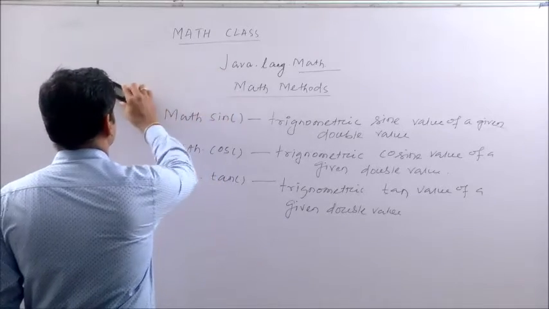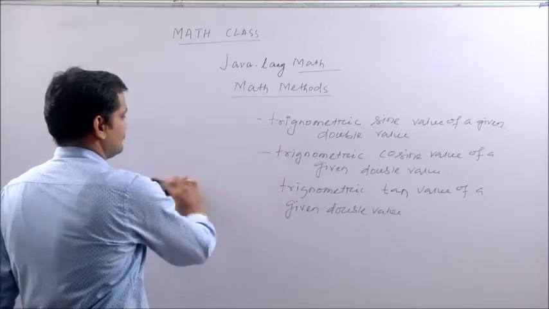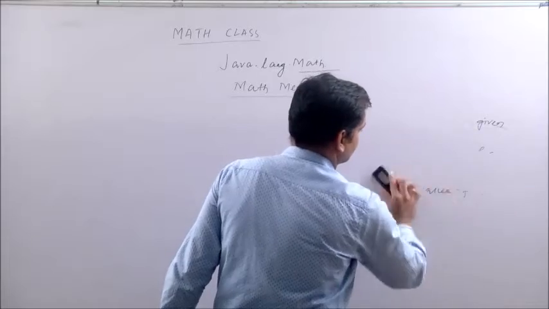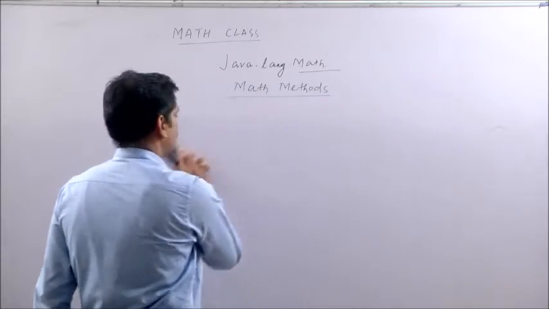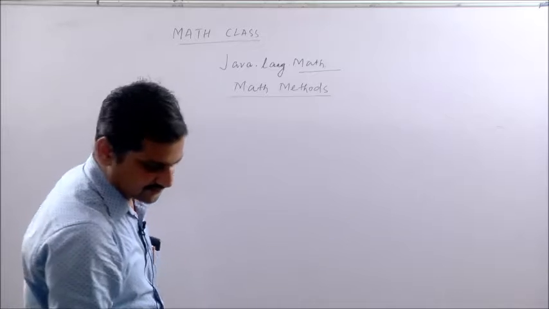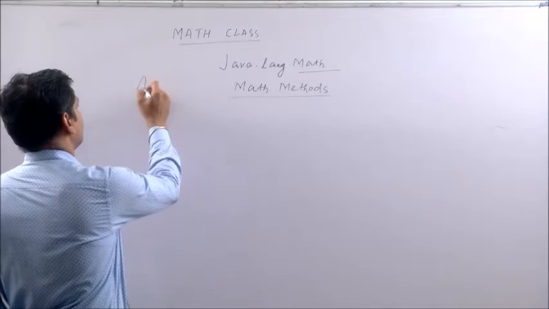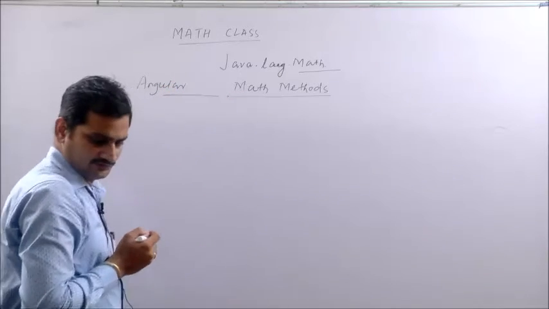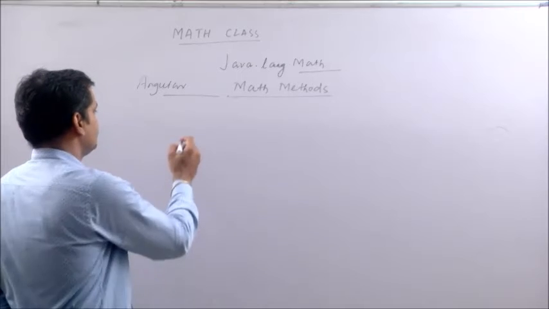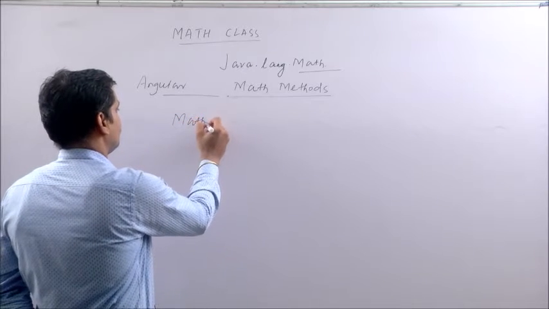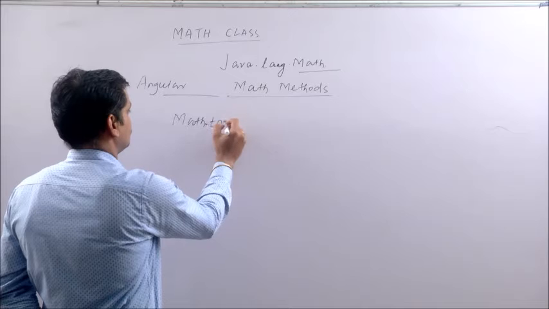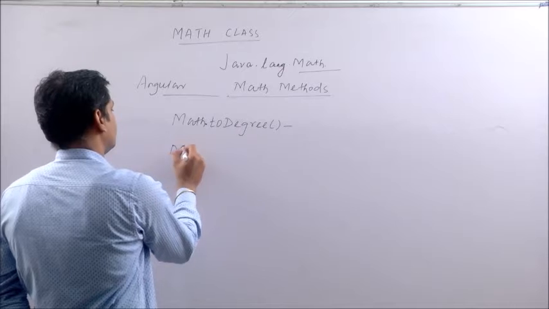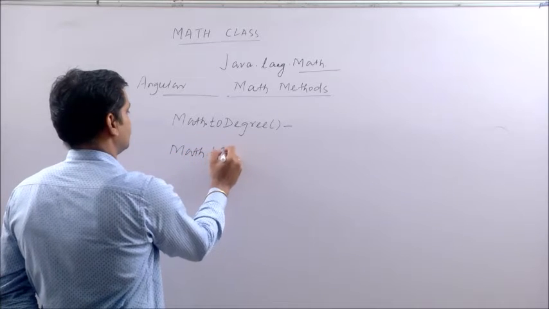Then there are some angular methods. There are some methods for the conversion of angular values like radians and degrees, converting radian to degree and degree to radian, the units for representing angles. So, these are angular math methods. Mostly used are two methods, toDegrees and toRadians.